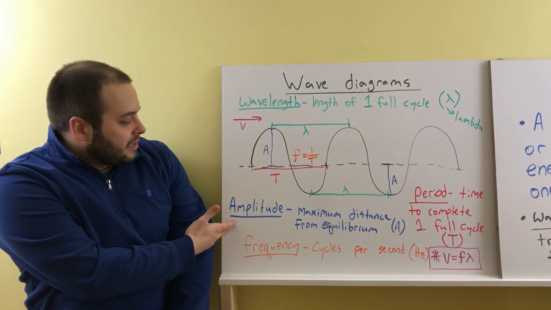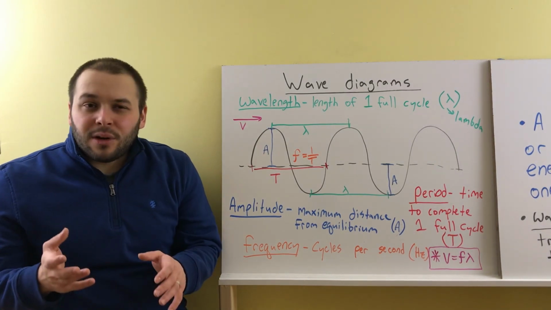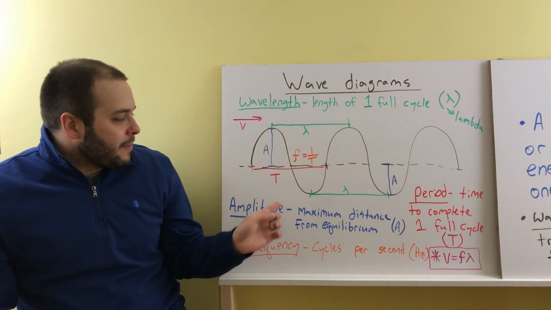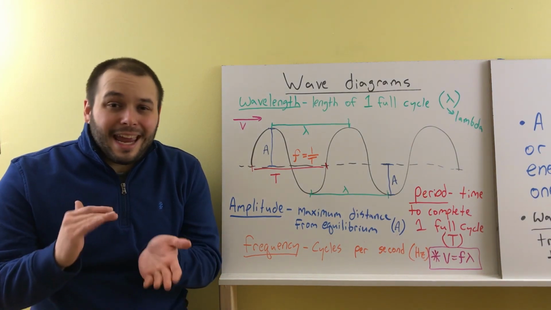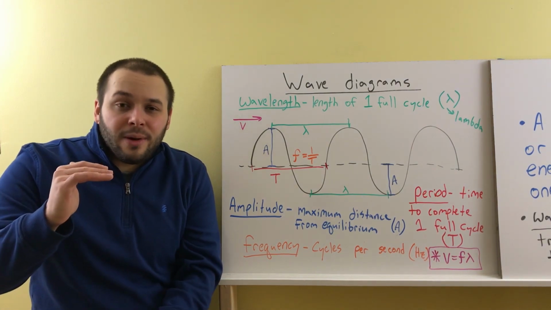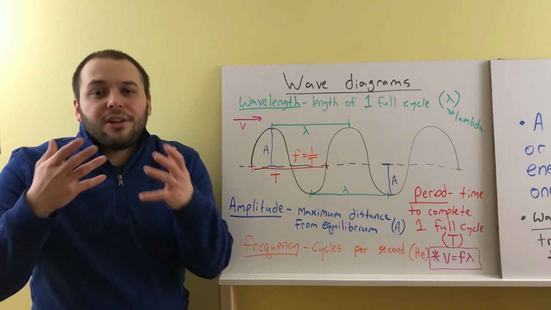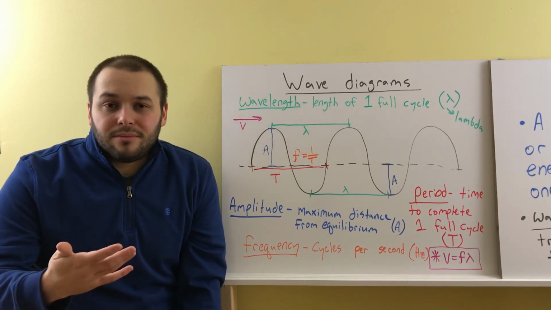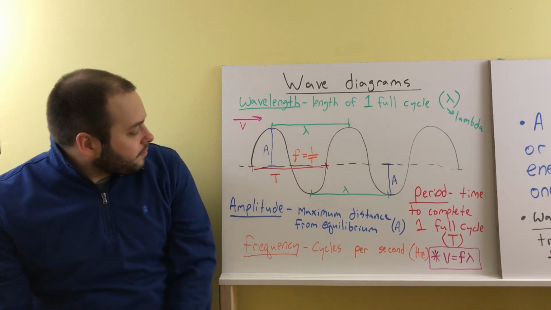The next descriptor I'd like to go over is what we call amplitude. Amplitude really refers to the energy within a wave, but we draw it on a wave diagram as the maximum distance from equilibrium. So once again, amplitude really measures how much energy you have. The more amplitude you have, the more energy your wave has. In the case of a sound wave, that would be like your volume, right? The more amplitude you have, the louder your wave will be.